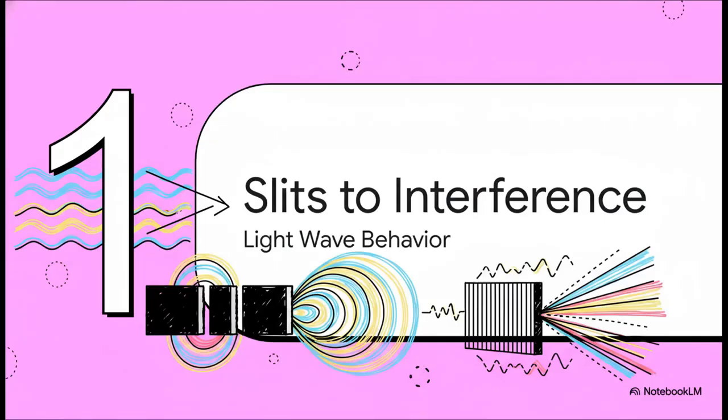First things first, we have to get a really solid grip on what happens when a light wave meets some kind of barrier. Because it's not just about blocking the light, it's about what happens on the other side. And that leads to this fascinating and honestly crucial phenomenon called interference.